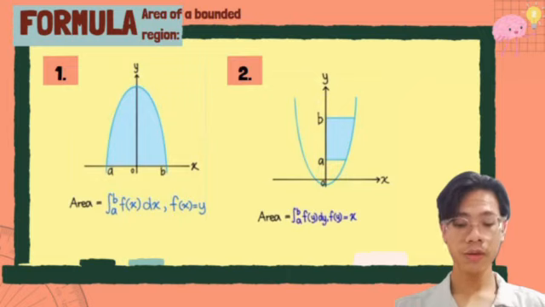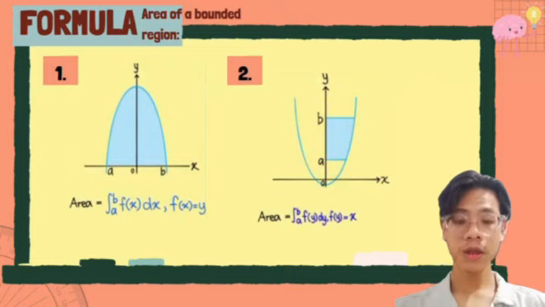I will start the presentation with the formula. There are two formulas. The first one is the integral with the limits a to b of f(x) dx, with f(x) equals y. The second formula is the same as the first, but instead of f(x) dx, we use f(y) dy, which is for when the area is on the y-axis.